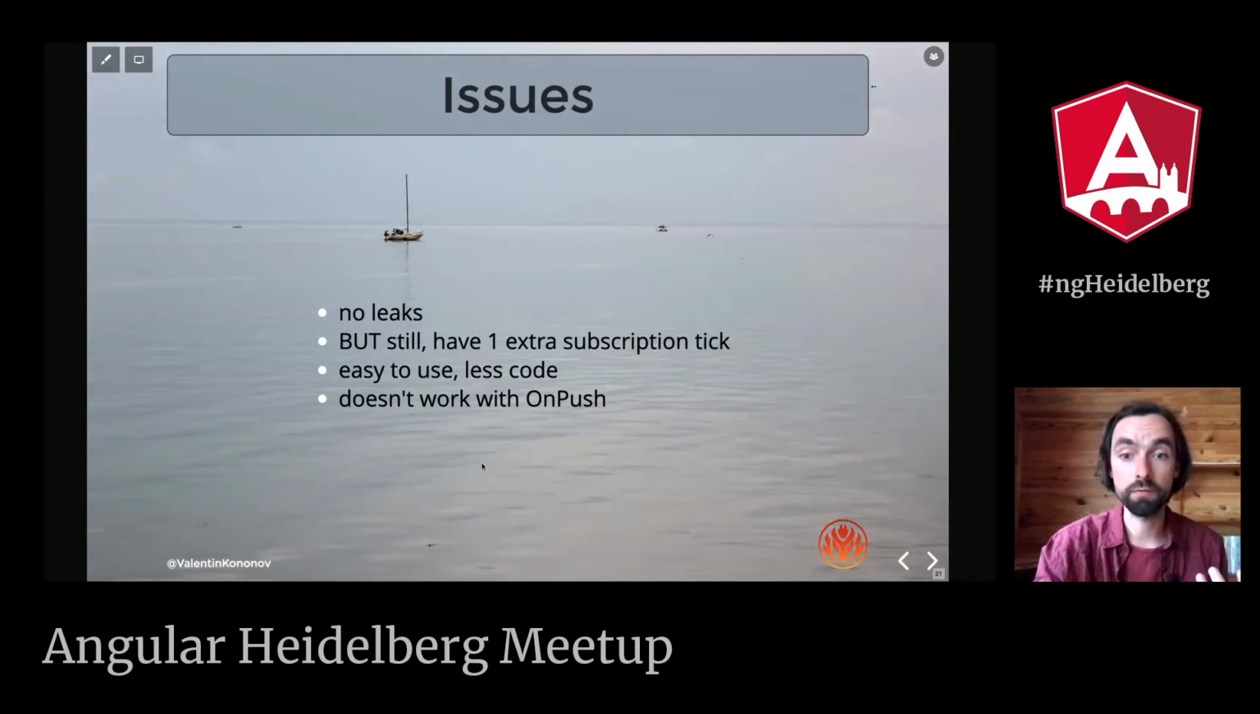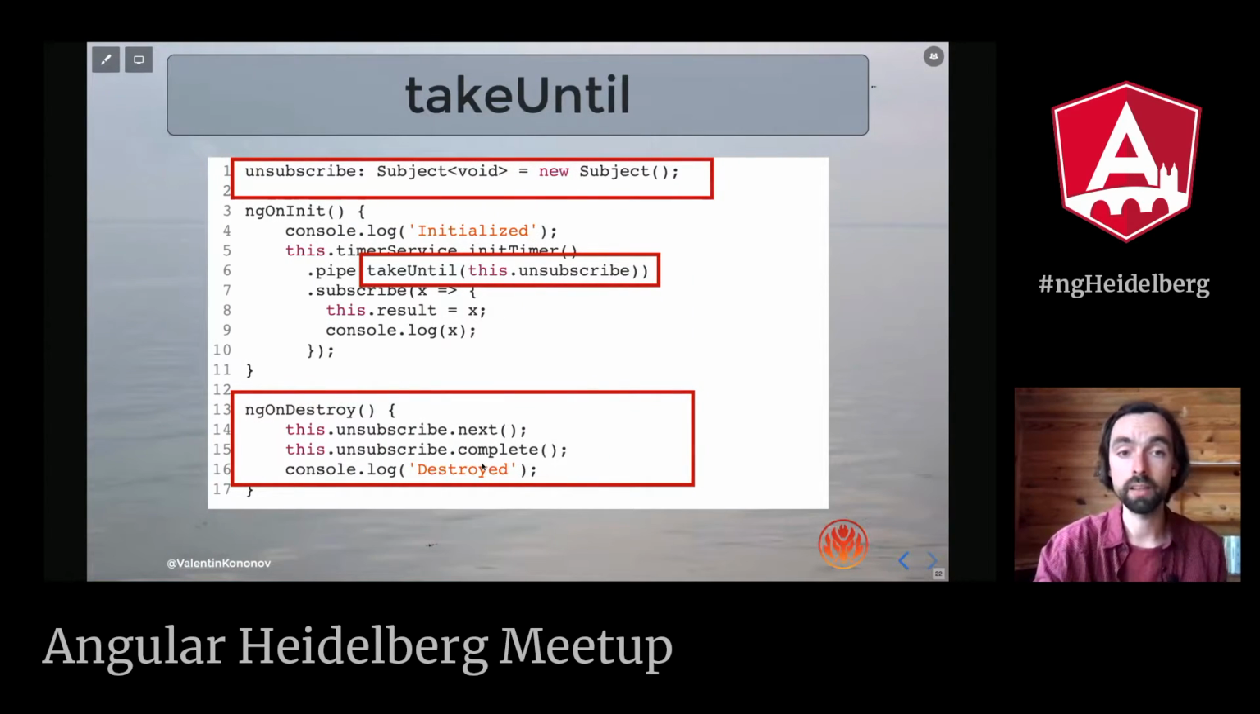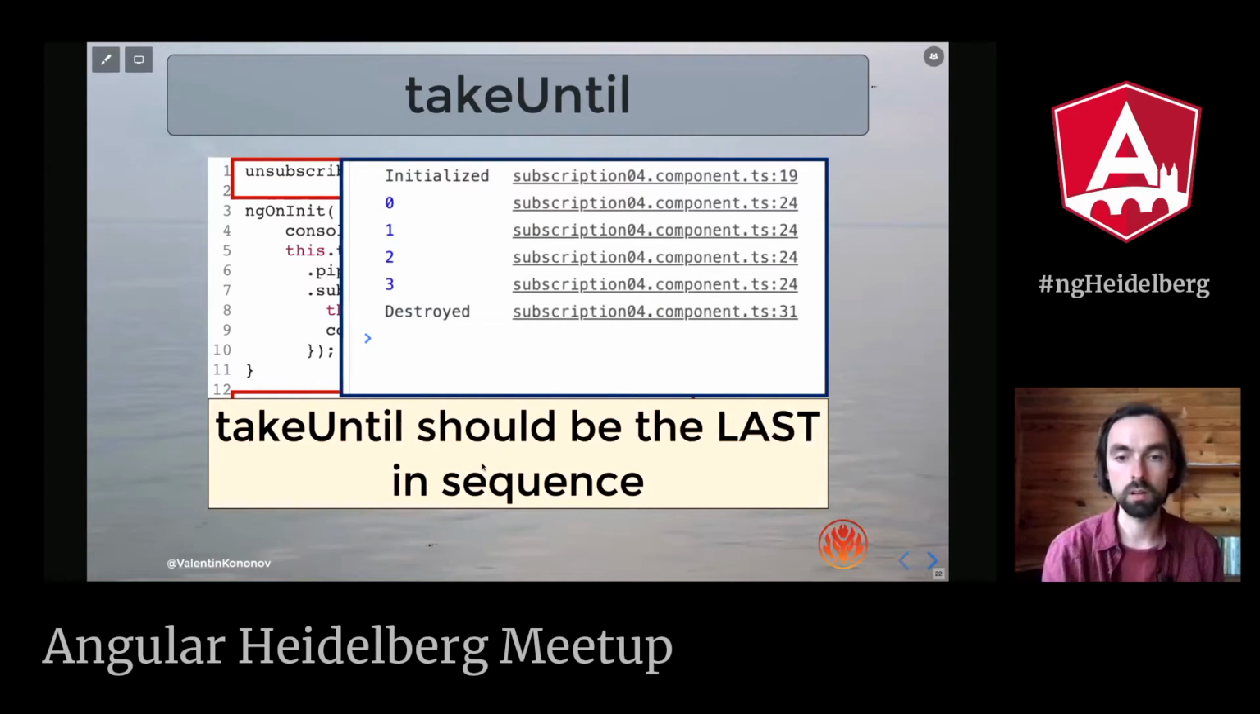So a better improvement is another RxJS operator, takeUntil, which has the same idea, but instead of a post-check that the component is alive, we add another subject, which we control by ourselves. And when we destroy the component, we trigger the subject, and it lets RxJS know to close all the subscriptions, to unsubscribe. So really, this thing works in every sense, but there are a couple of things.